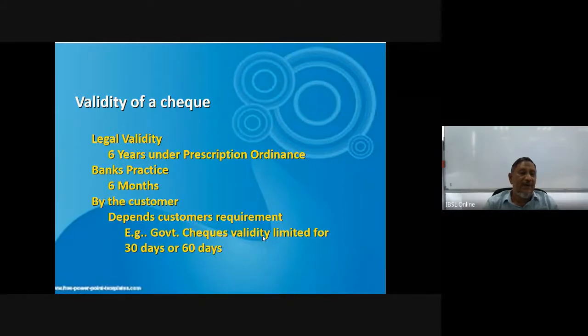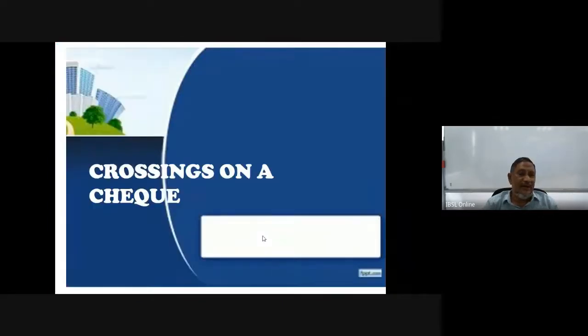A mandate is called, under the law, an implied contract. It's a contract. Therefore, the bank is liable to honor it.